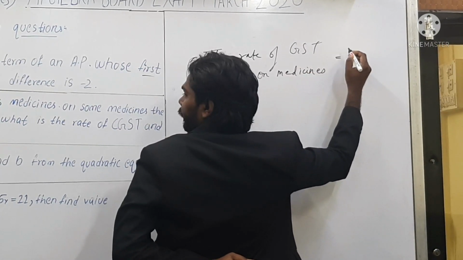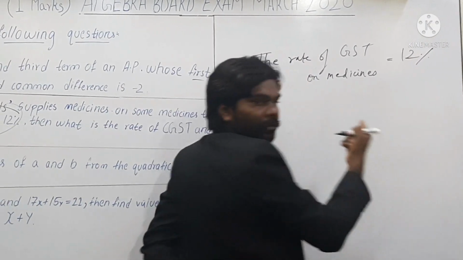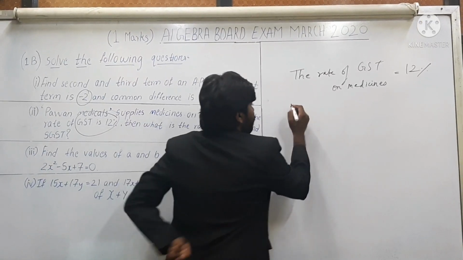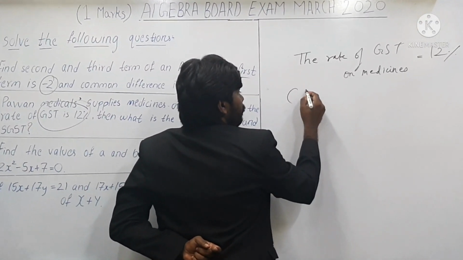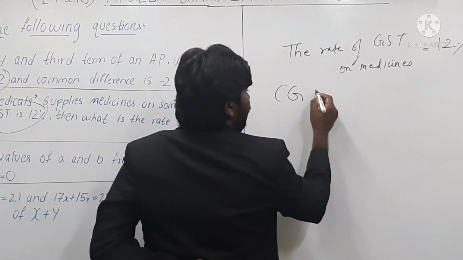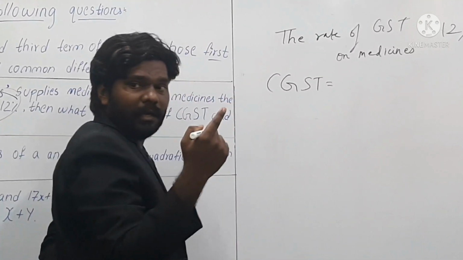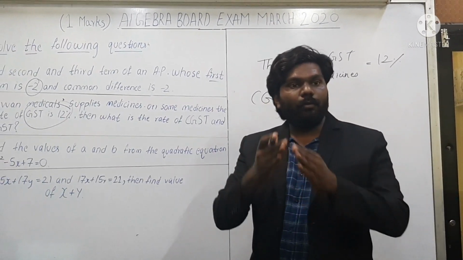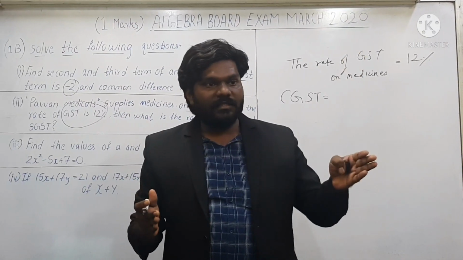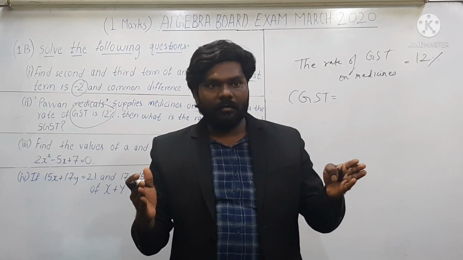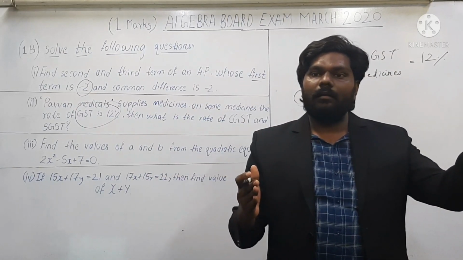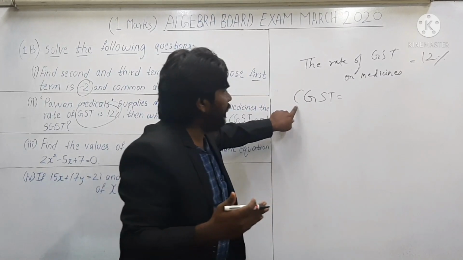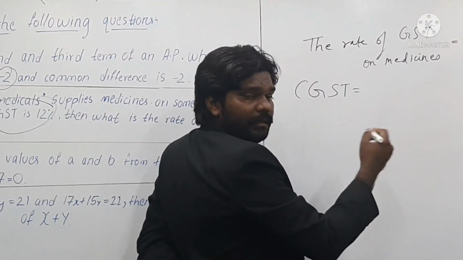So the rate of GST on medicines is 12%, right? Yes. Now see, CGST. This is the formula. Under GST there are two taxes, that is CGST and SGST. Half tax goes to the central government, and the half tax goes to the state government. Understood? So this CGST is equal to SGST because they both are equal.